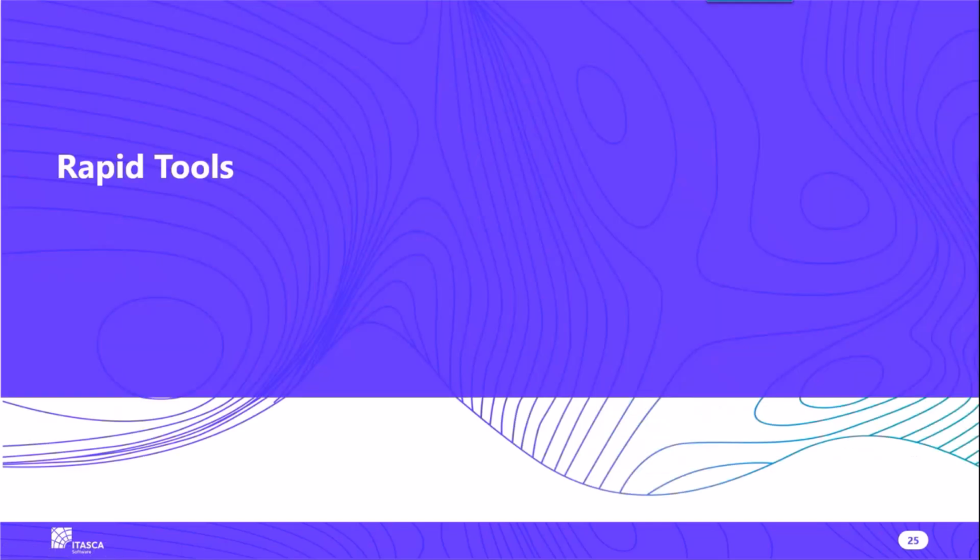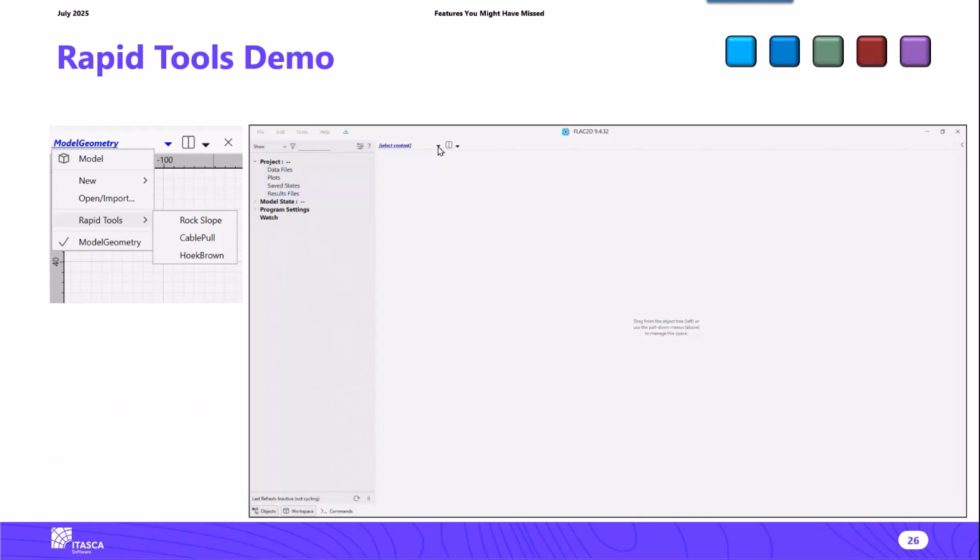Okay, rapid tools. So we currently have 3 rapid tools. If you go under the main drop-down menu, and you can see rapid tools, we currently have a rock slope tool, a cable pull tool, and a Hoek-Brown calculator tool. In this demo, we're going to look at the rock slope example.